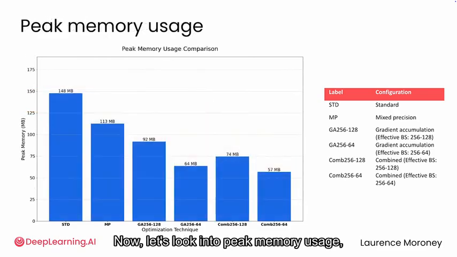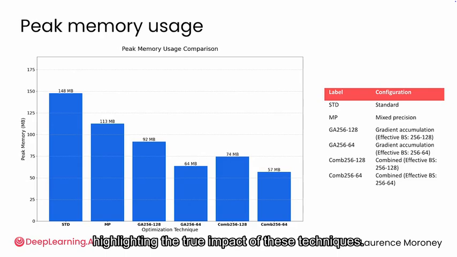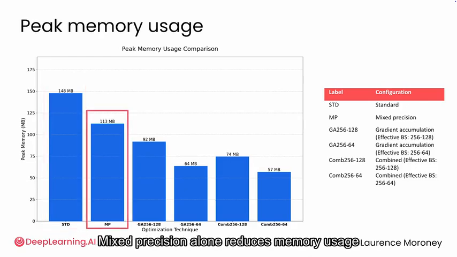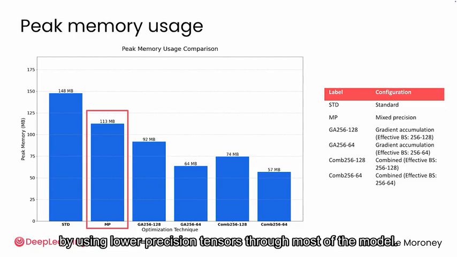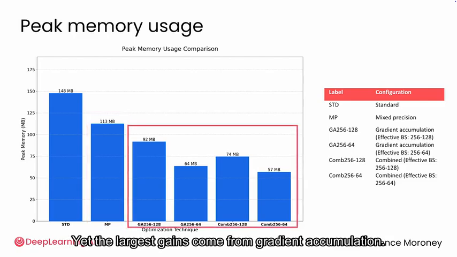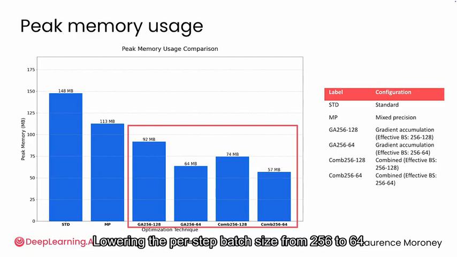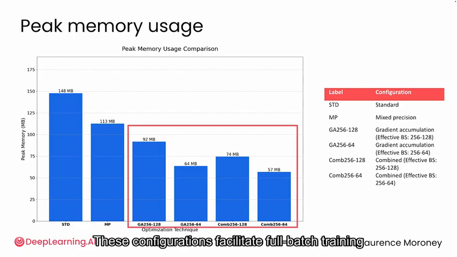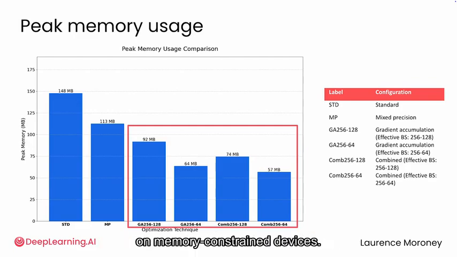Now let's look into peak memory usage, highlighting the true impact of these techniques. The standard model shows the highest memory usage. Mixed precision alone reduces memory usage by using lower precision tensors through most of the model. Yet the largest gains come from gradient accumulation, lowering the per-step batch size from 256 to 64 and accumulating gradients over several steps drastically reduces memory usage. These configurations facilitate full batch training on memory-constrained devices.